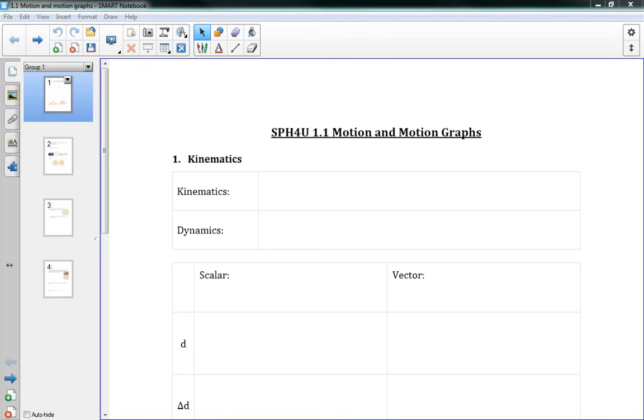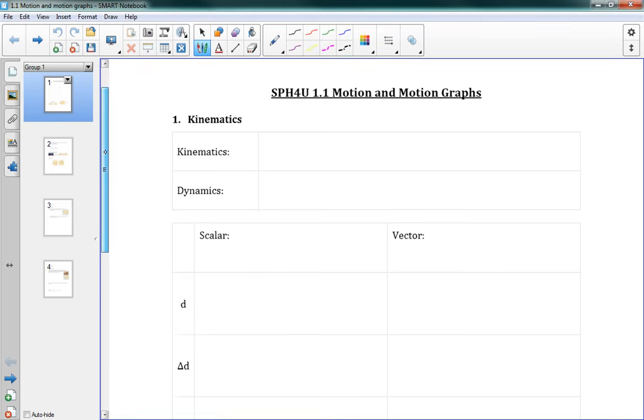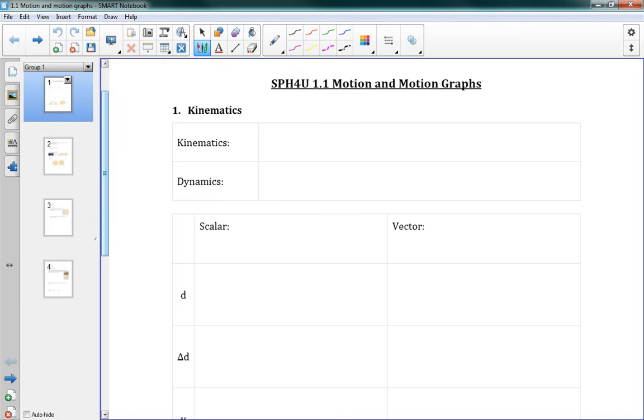So to start off here, we're talking about kinematics, and if you remember, kinematics is the study of motion. In kinematics, we're just talking about position, velocity, acceleration, and we're ignoring the forces.